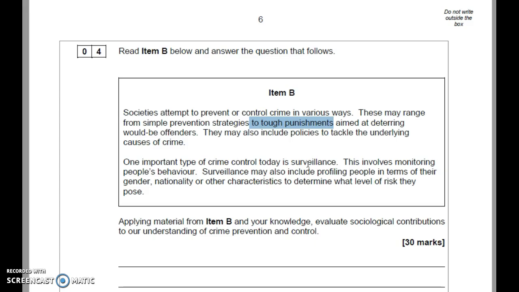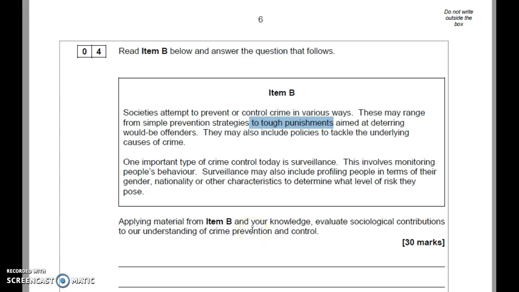You could have brought in feminism on this answer, and looked at things like a mechanism of social control as well. So better answers will have done both of these. They'll have addressed those separately, and they would have tried to evaluate as you go along.